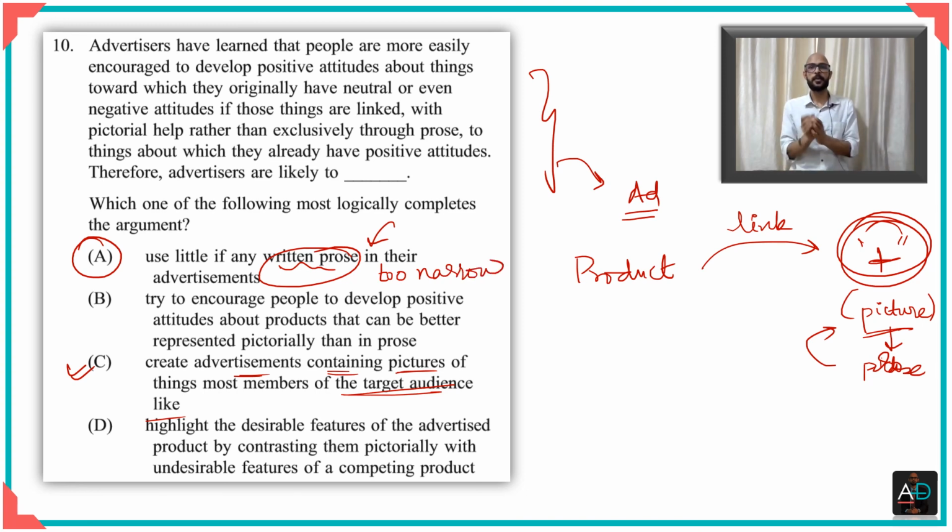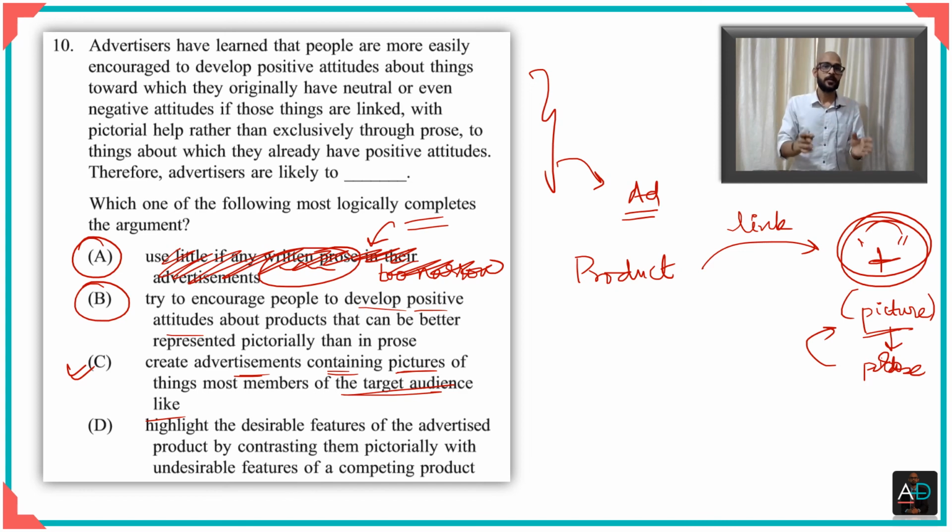right? So you should remember that something which is too narrow, too extreme, too vague is generally not the answer. And therefore, although option A is not bad, it is not the most logical completion. Let's look at option B. Try to encourage people to develop positive attitudes. That's not the point. You are not trying to make people develop positive attitudes. You are giving them something for which they already have a positive attitude. So I can eliminate option B as well.